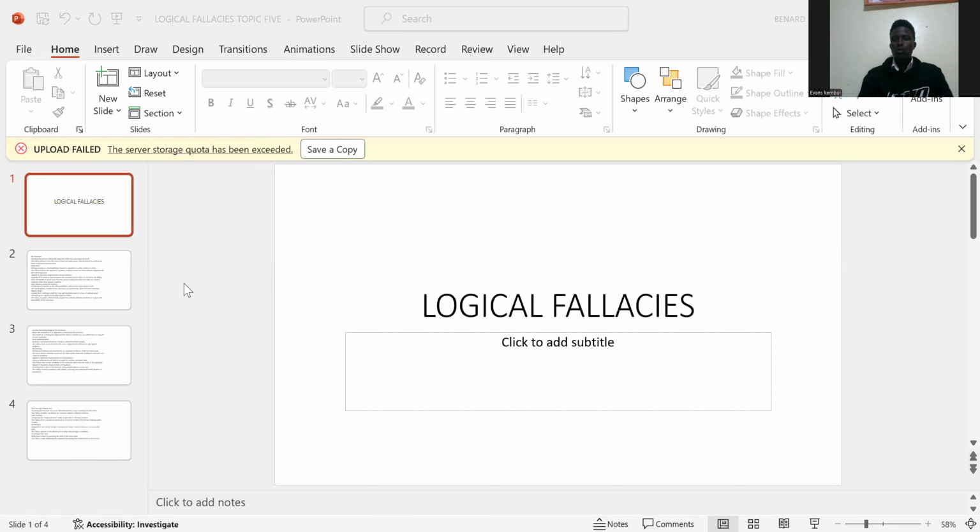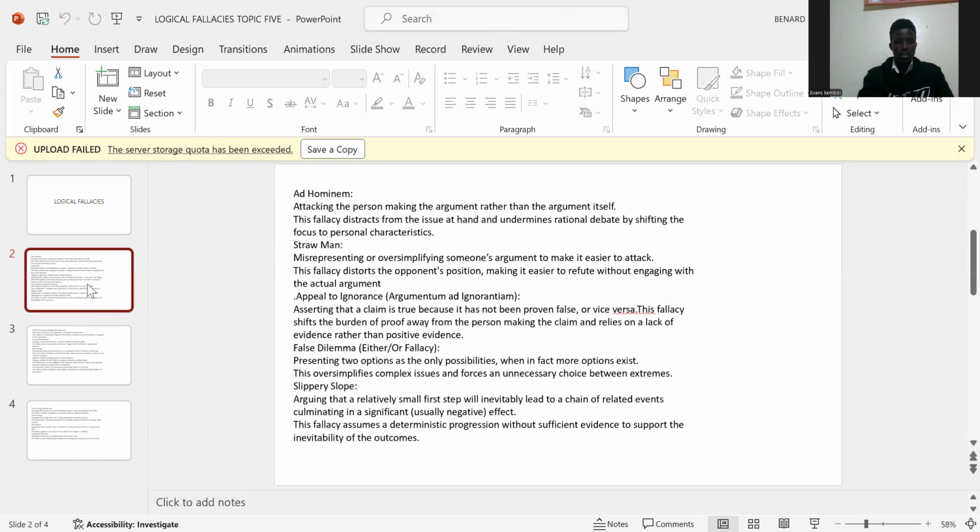Welcome to our fourth topic, which is the logical fallacies. To start with, I would like us to see what topic 4 entails.